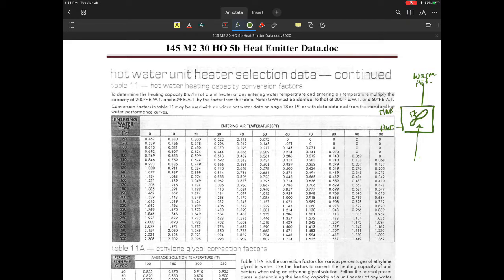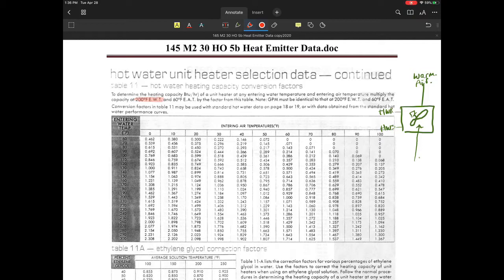at how they're rated. Let's look at exactly how they are rating these systems. The first thing we're going to hit on here is in this table 11 that I have here. It says to determine the heating capacity of a unit heater at any water temp and entering air temp, multiply the capacity at 200 degree entering water temp and 60 degree entering air temp from this table.